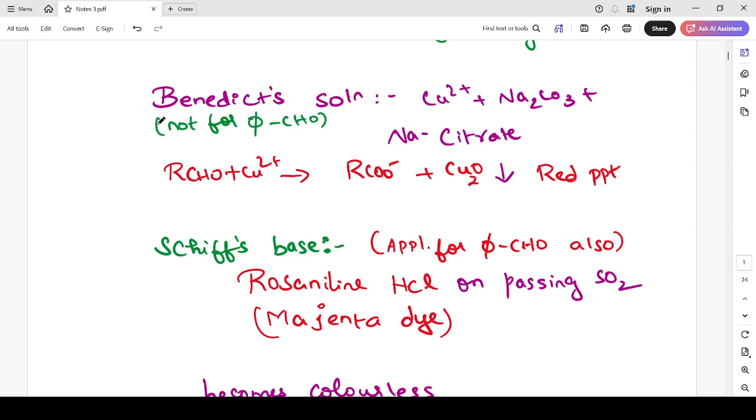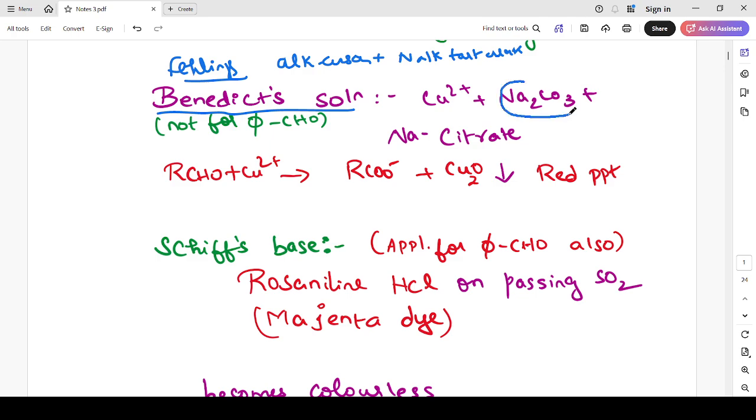So the first reaction is very similar to the Fehling solution, which is called Benedict's solution. In Fehling's, we had alkaline copper sulfate plus sodium potassium tartarate. The only difference in Benedict's is that you have the same alkaline copper sulfate, with sodium carbonate, which is a basic salt. Instead of tartarate, here you use citrate. That's the only difference we have.